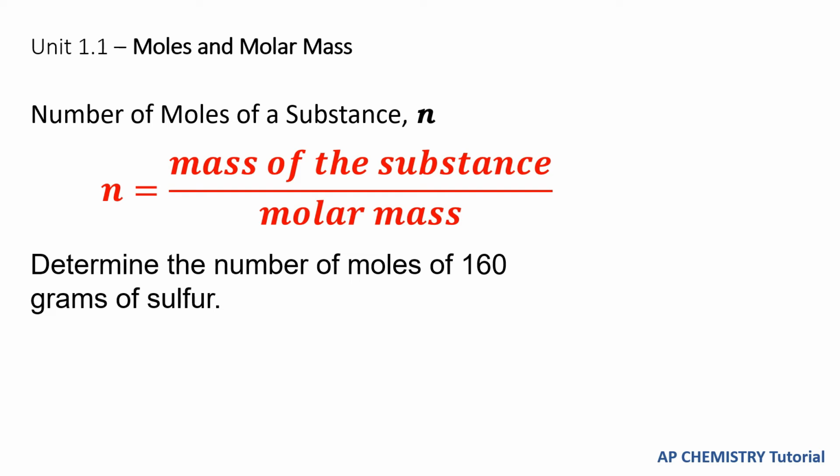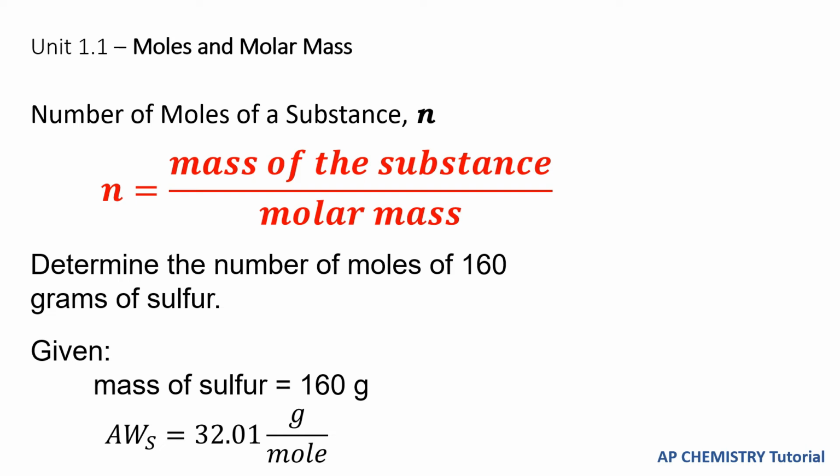So for example, determine the number of moles of 160 grams of sulfur. Our given substance is simply an element, sulfur, and its given mass is 160 grams. For our molar mass, the one that we will be using is the atomic weight of sulfur, and that is 32.01 grams per mole. So we have now the mass and the molar mass, which is the atomic weight of sulfur.